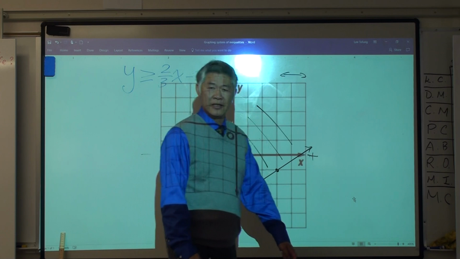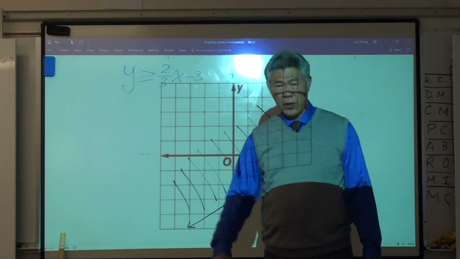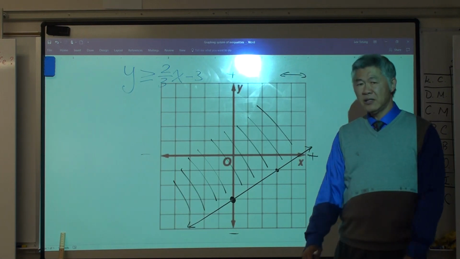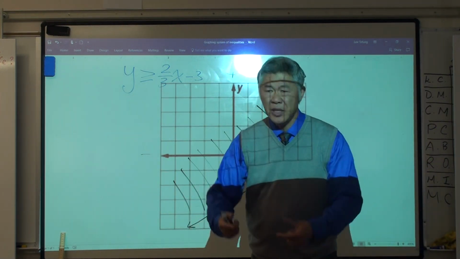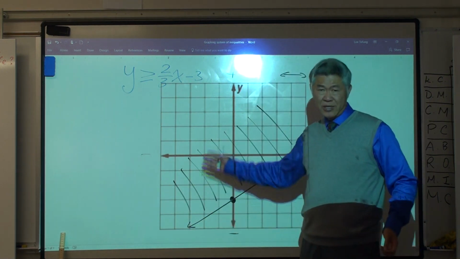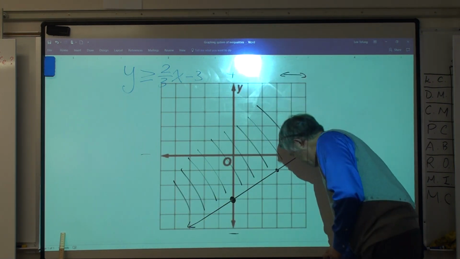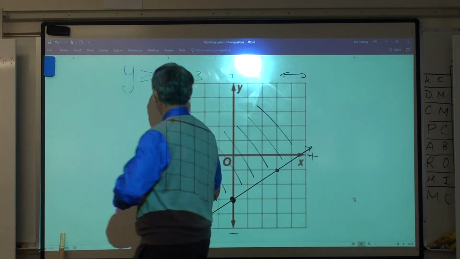Done. That's how you graph, right? We did this yesterday, we went through this yesterday. Now, today is just system, means two or more on the same xy coordinate plane. So let's say another inequality is given to you.